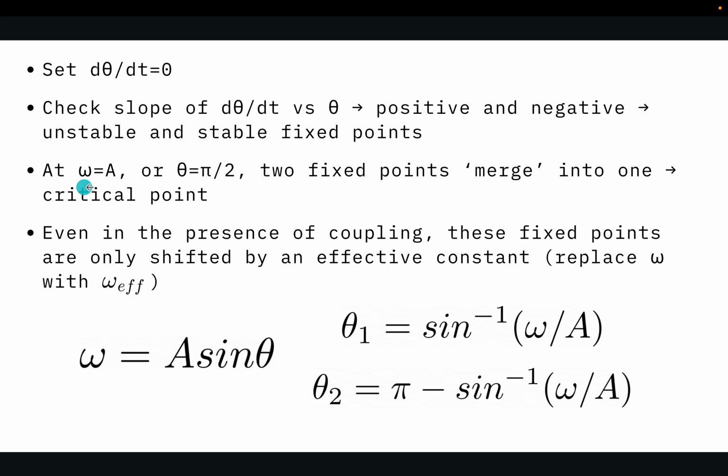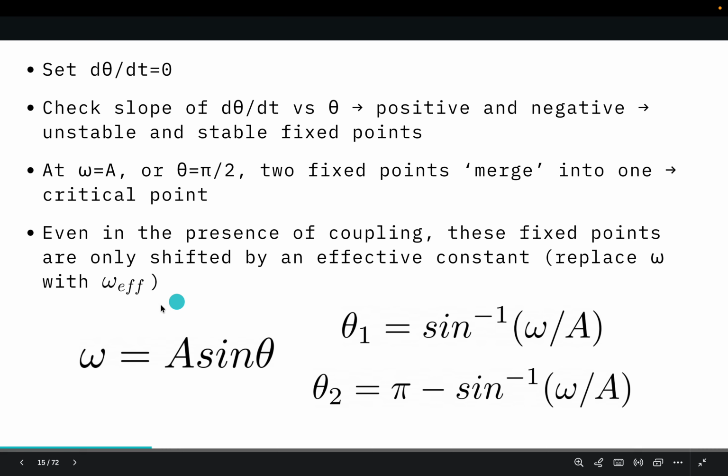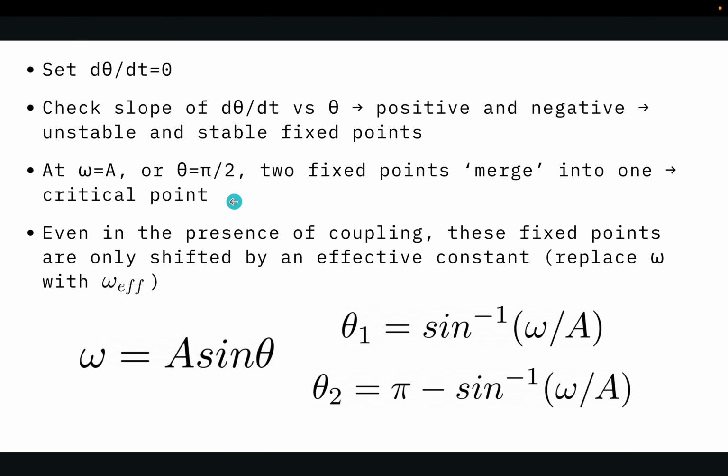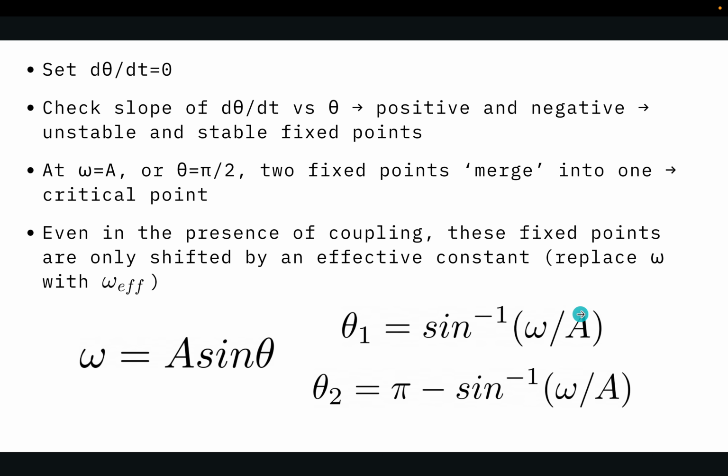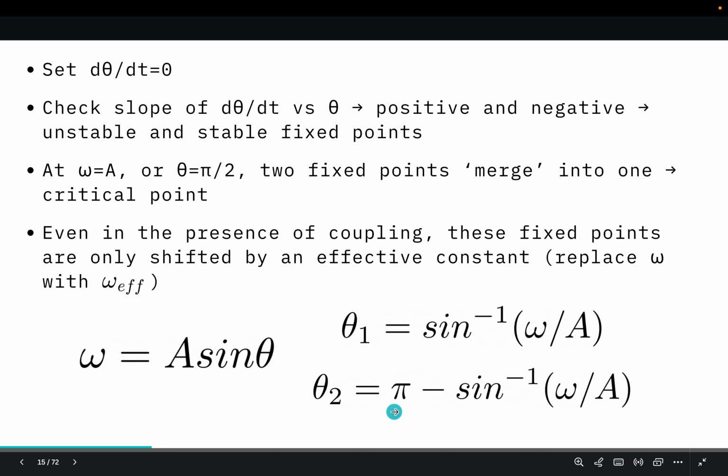And what happens when omega is less than a and we have two fixed points, and now we are slowly increasing omega, and at one point omega hits a? So omega is equal to a right now. Then theta becomes sine inverse 1, because omega over a is 1, and sine inverse 1 is pi over 2. So theta becomes pi by 2. And this also becomes pi by 2, because pi minus pi by 2 is pi by 2. So both the fixed points become pi by 2.